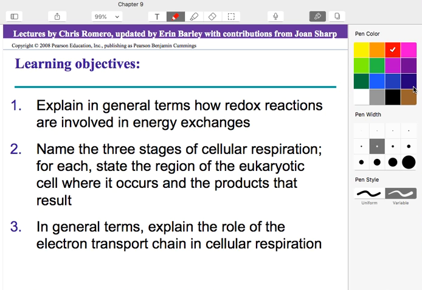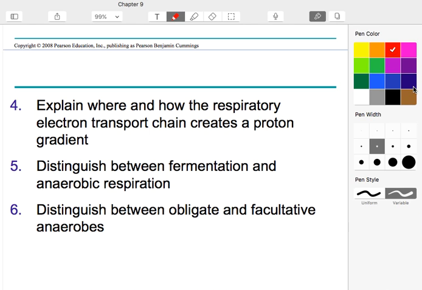And I'm going to explain the role of the electron transport chain here, because most of the ATP that we produce is made during the electron transport chain. So it's a very important process. Then I'm going to explain when and how the respiratory electron transport chain creates a proton gradient. There is also a transport of protons from the matrix to the inner membrane space. So those kinds of things we're going to talk about here, and I'm going to cover some anaerobic respiration, and I'm going to talk about fermentation.